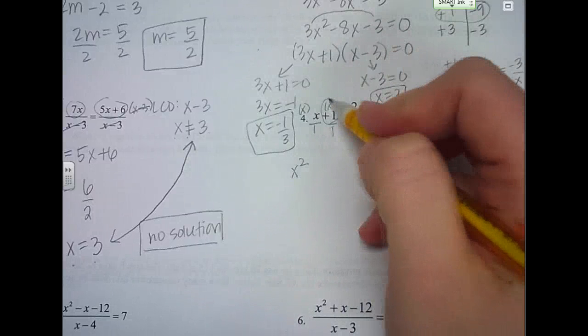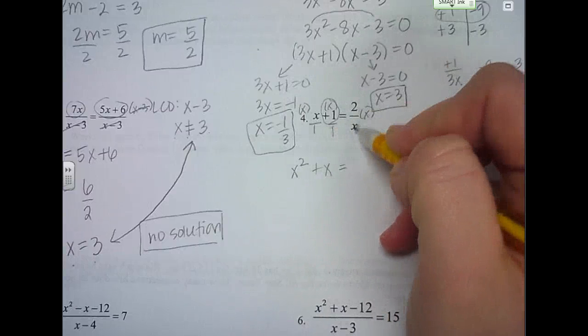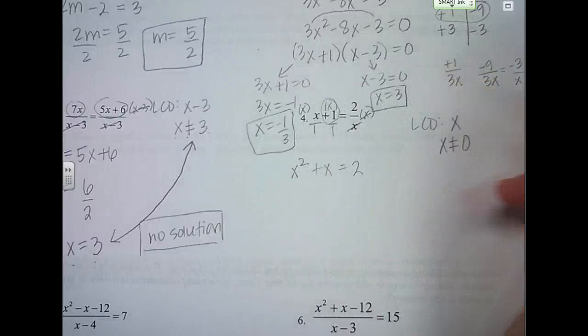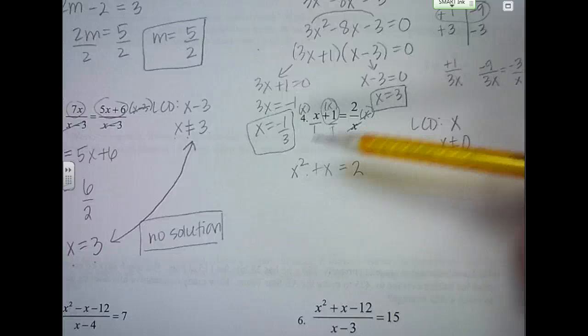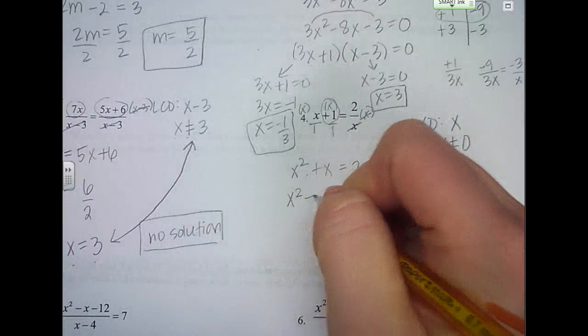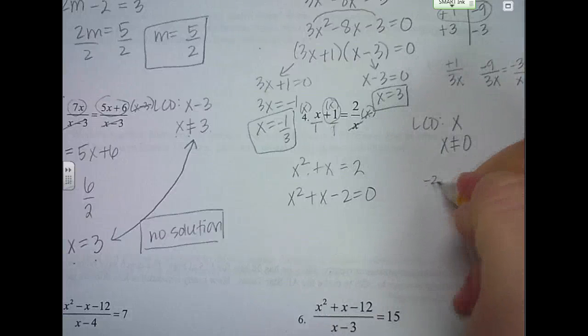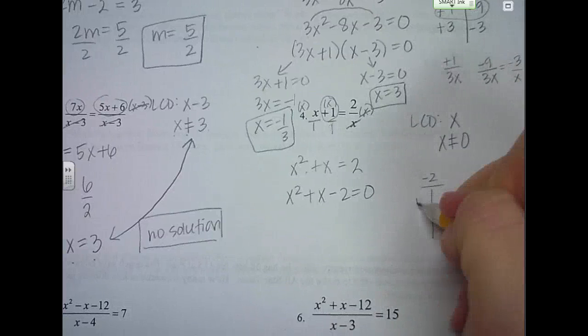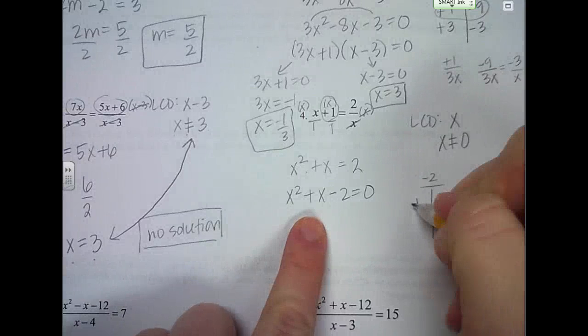In the middle here we have a positive 1 times an x, which is positive x, equals, these x's cancel, and we get 2. Again, if you have an x squared, just like in number 2, move everything to that side. So we're going to subtract the 2 over. So make your factor tree for negative 2: 1 and 2.